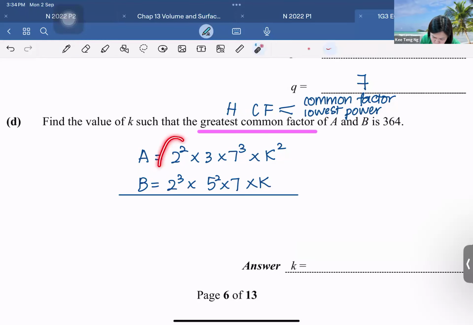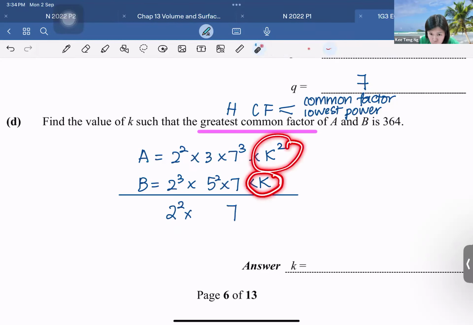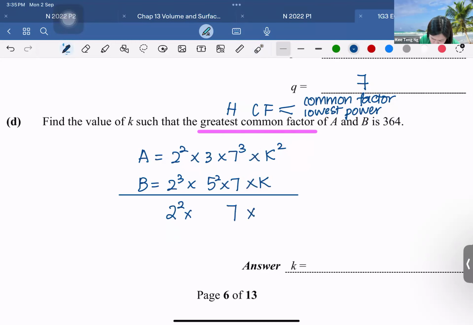Okay, first check 2 squared and 2 cubed, lowest power 2 squared. 3 and 5 squared, not common. 7, 3, 7, this is 7 to the power 1, so I choose 7. Then k squared and k, I choose letter k. They say that this greatest common factor is 364. How do I find k?